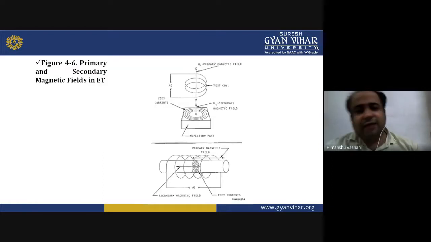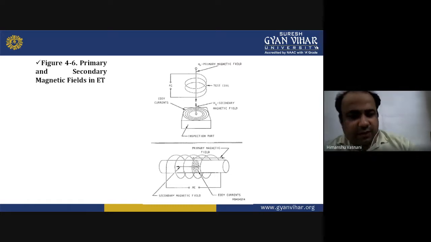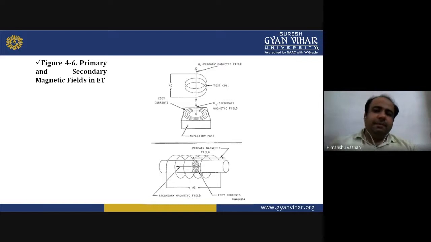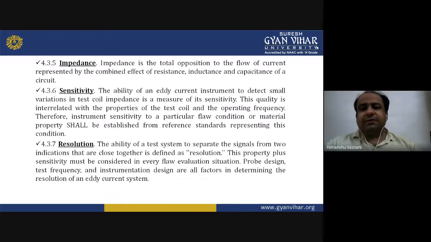Now you can see in this diagram the primary and secondary magnetic fields in eddy current testing. I have shown this diagram before. You can see the primary magnetic field and the secondary magnetic field, and the arrows showing how they work. The inspection part is on the bottom side, with the eddy current flowing, and you can see the test coil. This is a simple diagram showing the primary and secondary magnetic fields in eddy current testing.